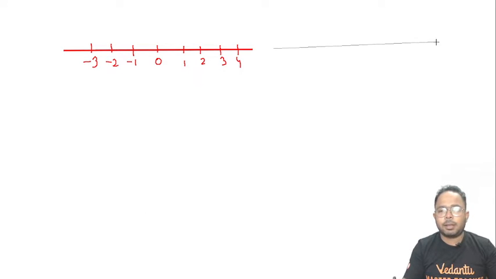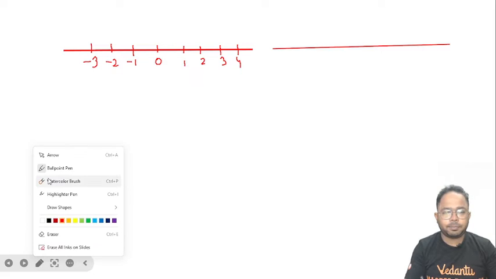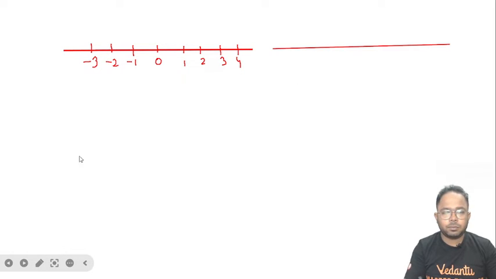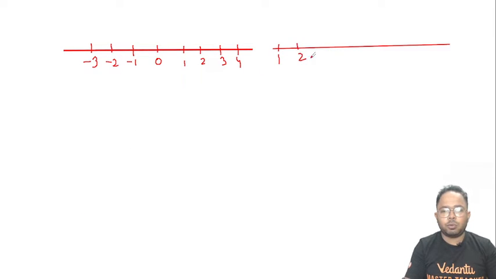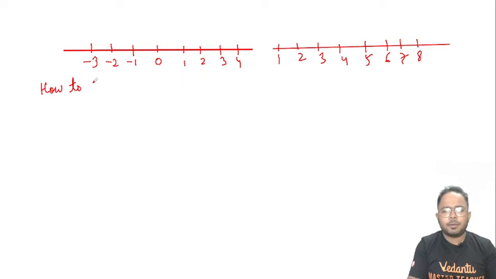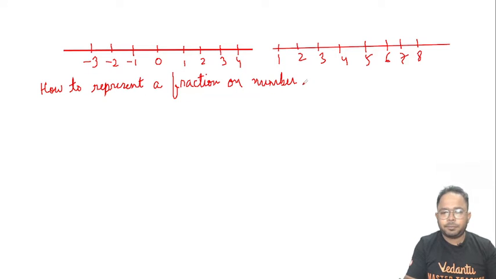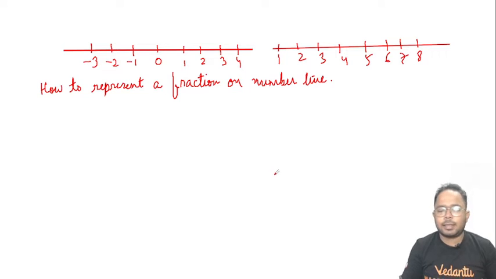Similarly, the natural numbers are represented by 1, 2, 3, 4, 5, 6, 7, 8 and so on. But how to represent a fraction? How to represent a fraction on a number line? Okay, let us understand this part.